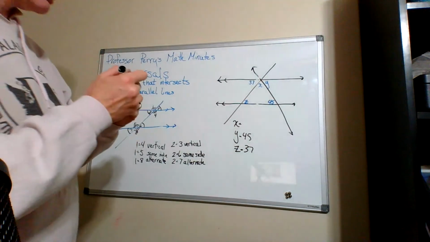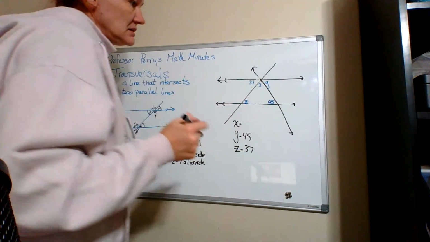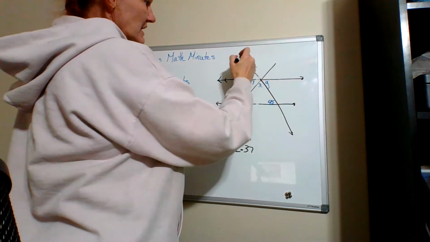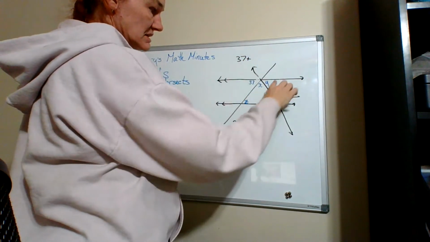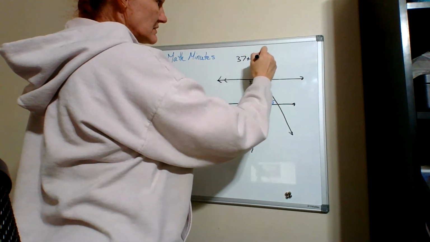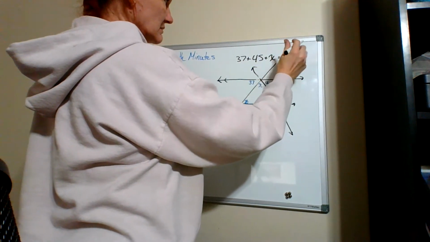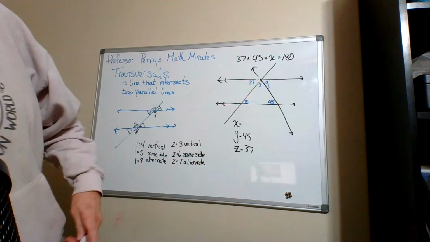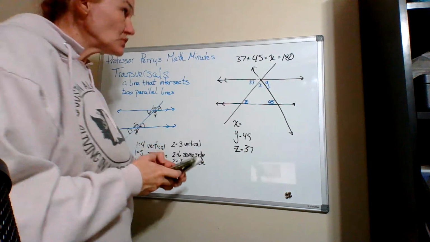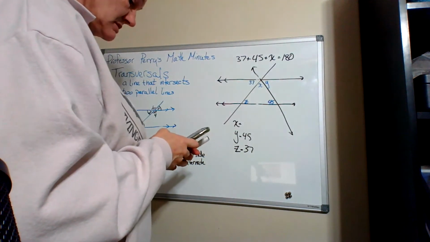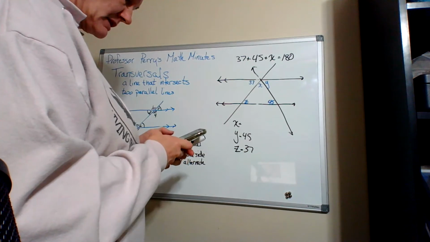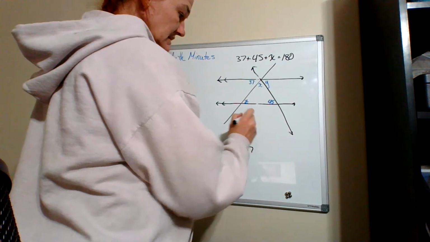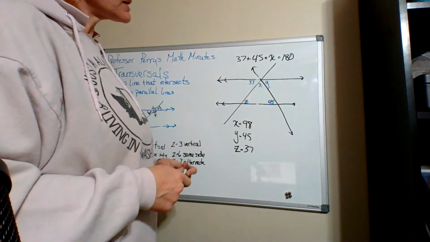Now, a straight line is 180 degrees. If I add 37 plus, I know Y is 45, plus whatever X is, I'm going to get 180 degrees. So when you do your math, that comes out to 180 minus 37 minus 45, which is 98 degrees. So X is 98 degrees.